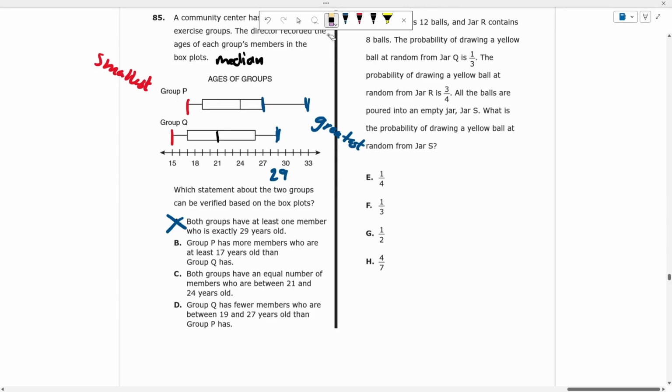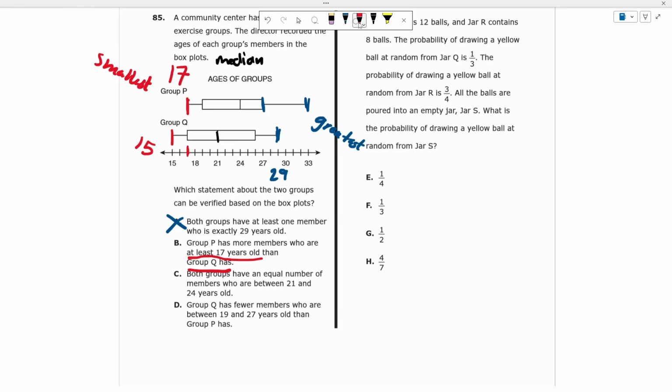B says that group P has more members who are at least 17 years old than group Q has. Well, let's look at this. So what are we trying to say here? We're trying to say that group P has more 17-year-olds. Well, we know that the smallest number in group P is 17. Okay? Then we know that in group Q, the smallest number that is present is going to be 15, right?